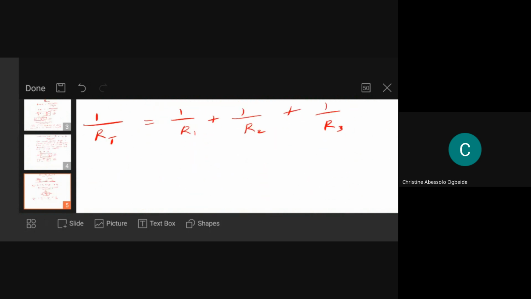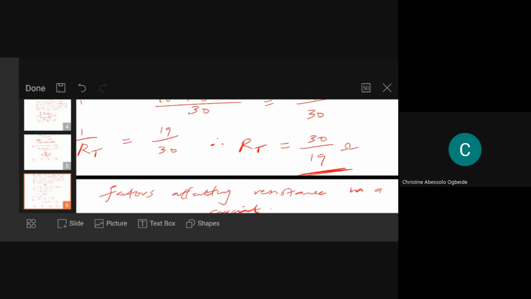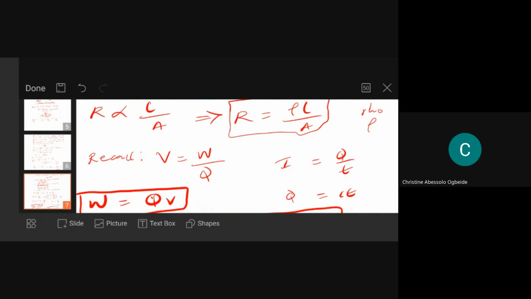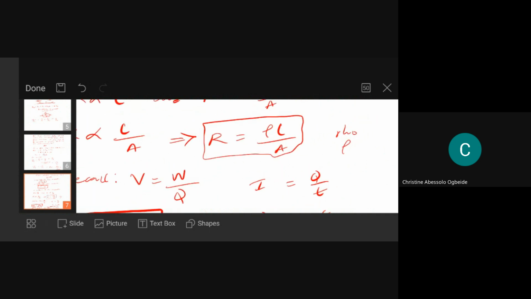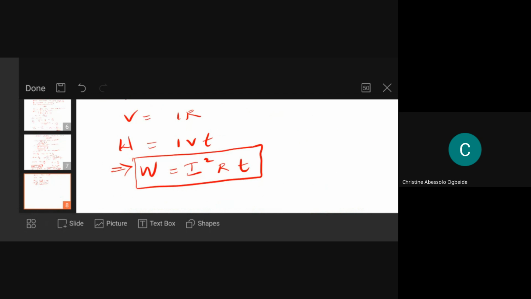And then moving down, for resistance in series, we saw how that can be connected and that of parallel, how we can calculate effective resistance. Then, based on the factors affecting resistance, we saw this one, which is equation 7 now. And then we went back, we found equation 8 from the one we already found before, V equals W over Q, so W equals Q multiplied by the potential difference. And from there, we now found this one, that W is also equal to I squared R T.